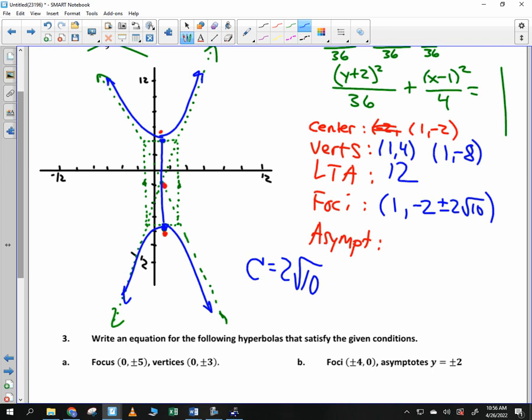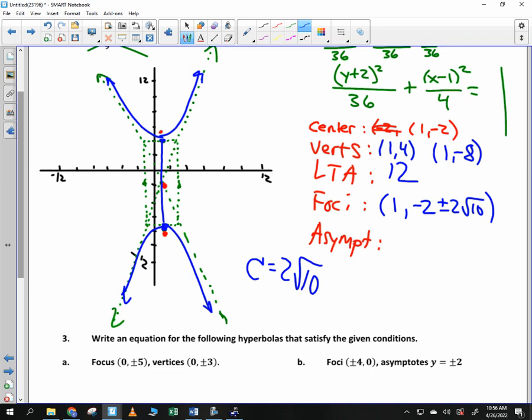So from negative 2, we went 6 units up to get to 4. And from negative 2, we went 6 units down to get to negative 8. Twice the 6 was 12. But for the foci, we moved 2 roots of 10, which is 6.1. From negative 2, we added 6.1, and from negative 2, we subtracted 6.1.